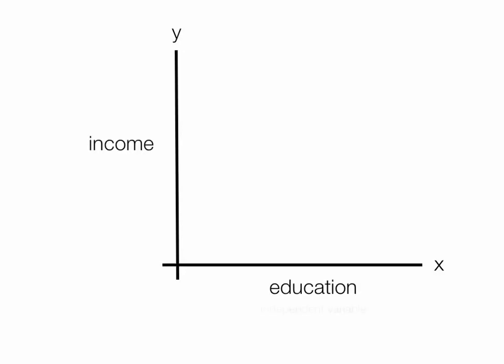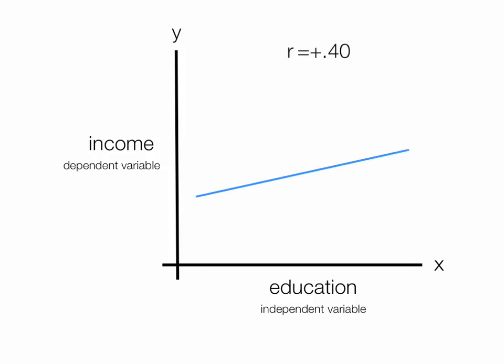Education and income. Education is the independent variable. The dependent variable is income. So let's say in this case, R is equal to +0.40. So there's a relationship between income and education. But R squared says that 16%, or 0.16, of a change in income can be explained by education. So R shows there is a positive relationship. R squared shows the intensity, that says how strong that relationship is.